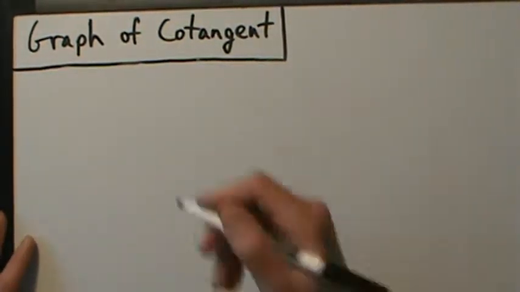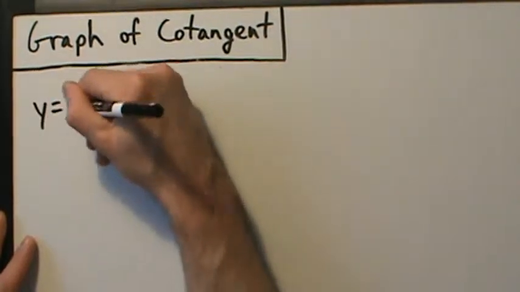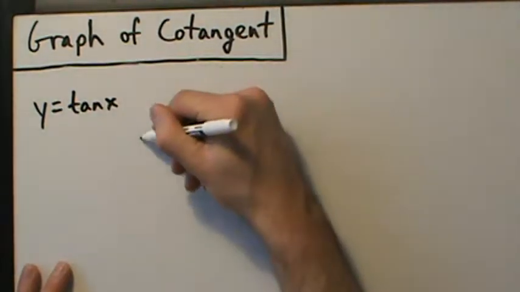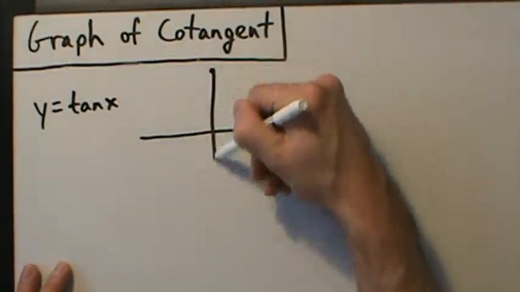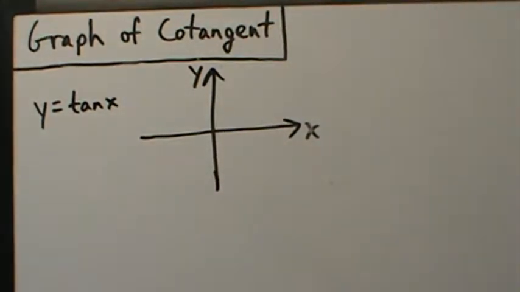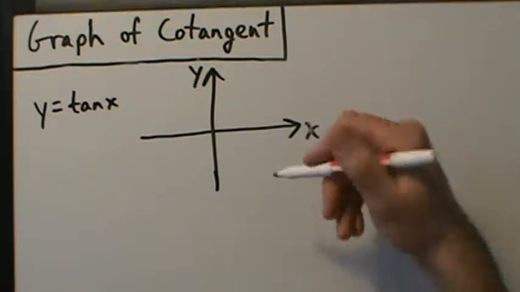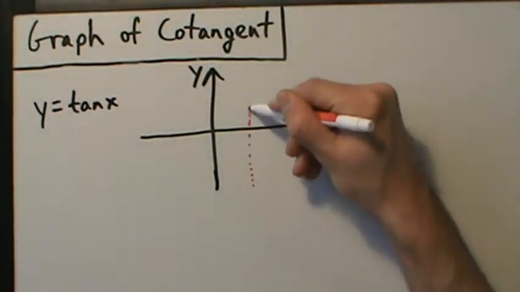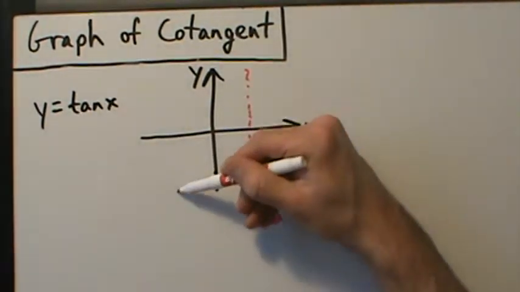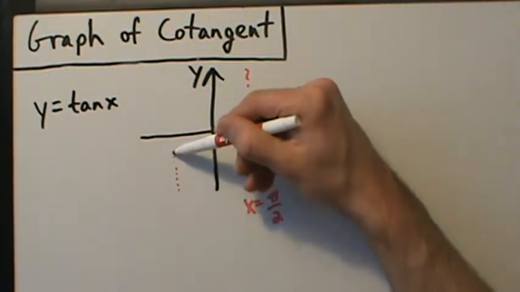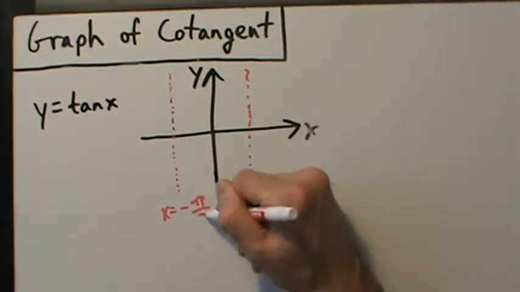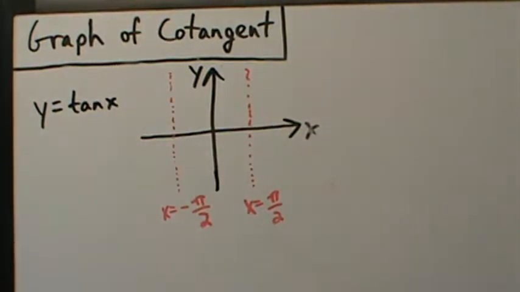So what I want to do is first graph y equals tangent of x. We'll set up our x-axis and y-axis. We're not going to go through it again. We're just going to put the graph down, just one complete cycle. So vertical asymptotes at x equals positive pi over 2, and another one at x equals negative pi over 2.